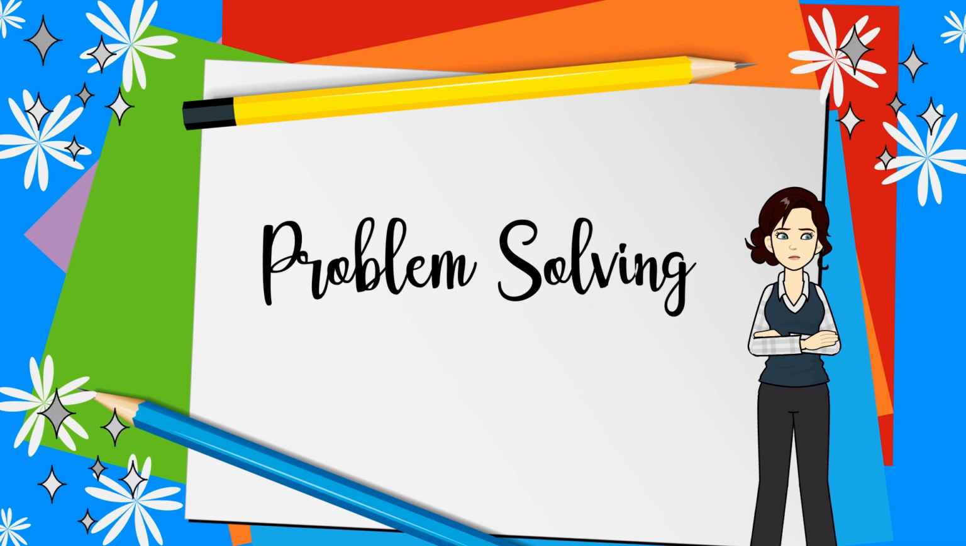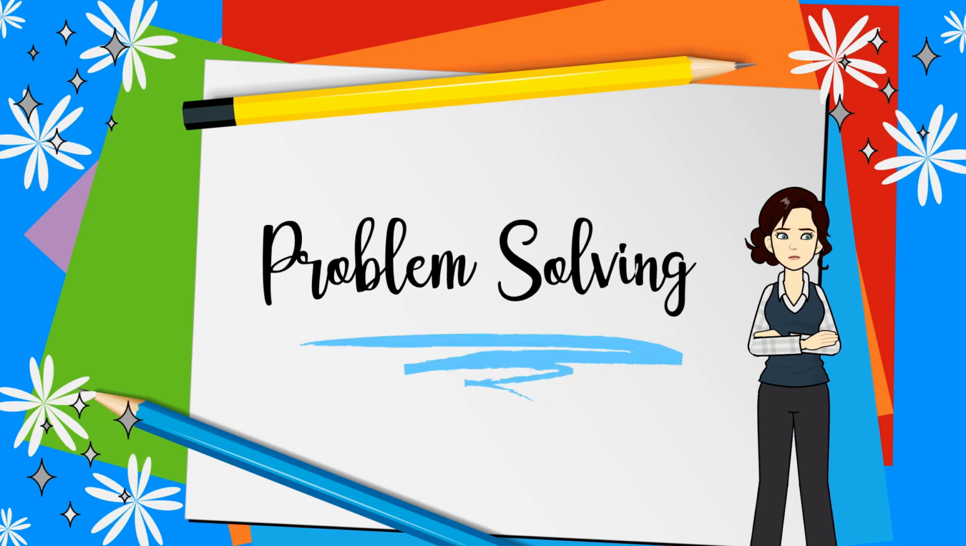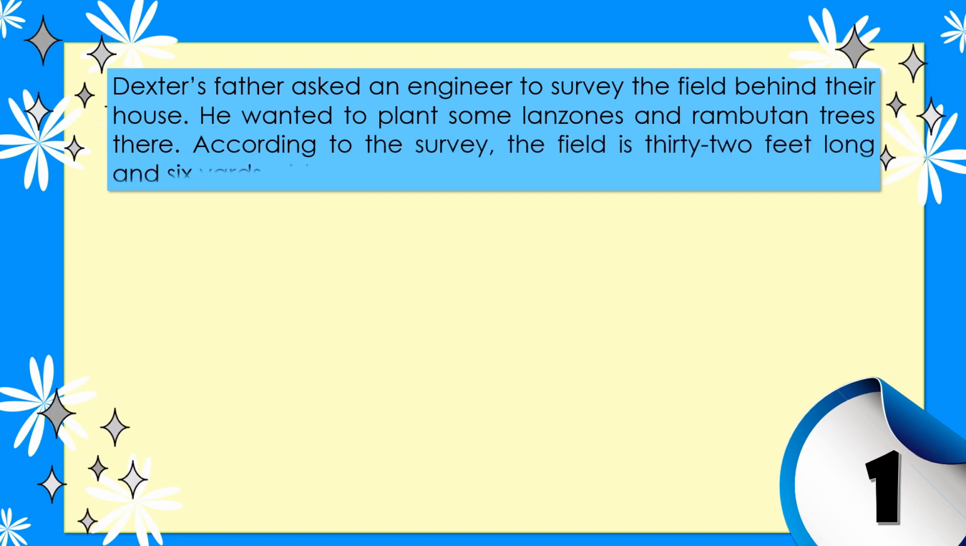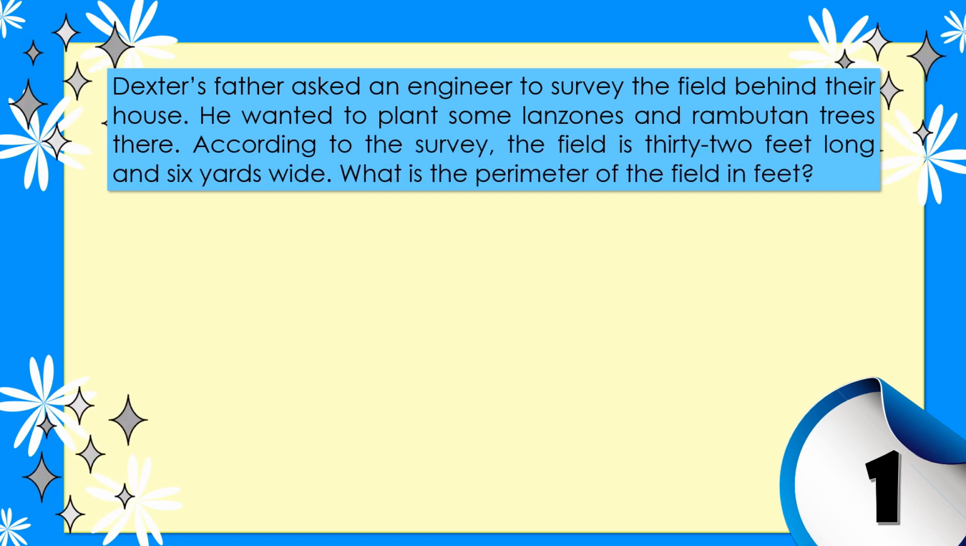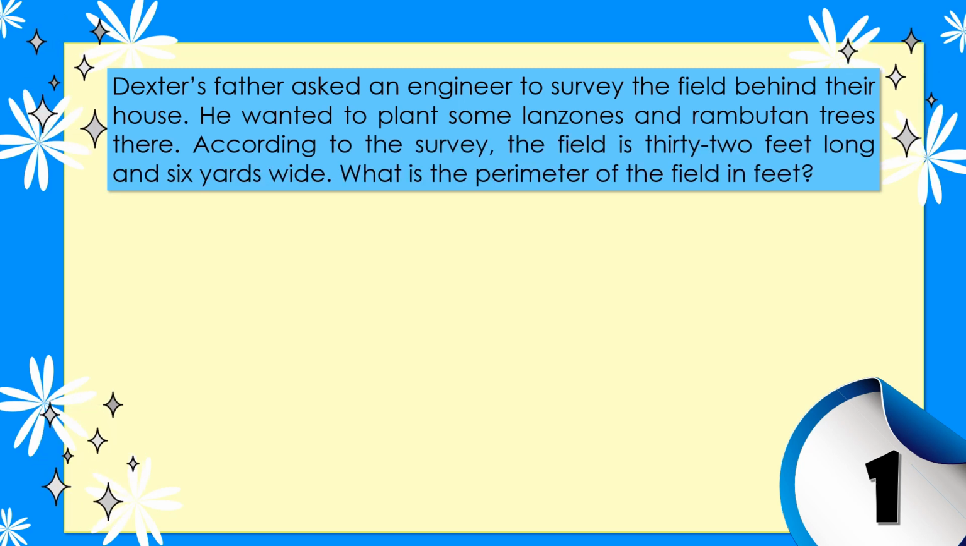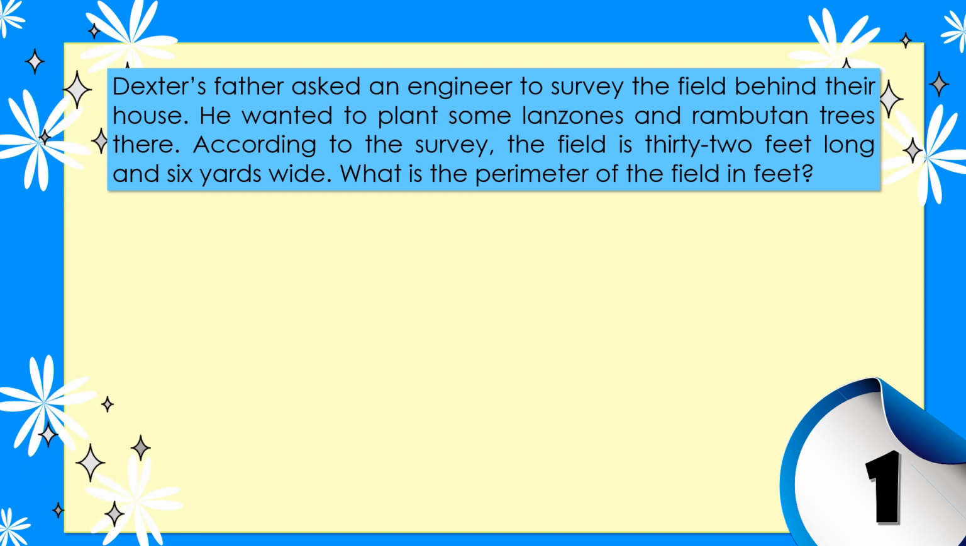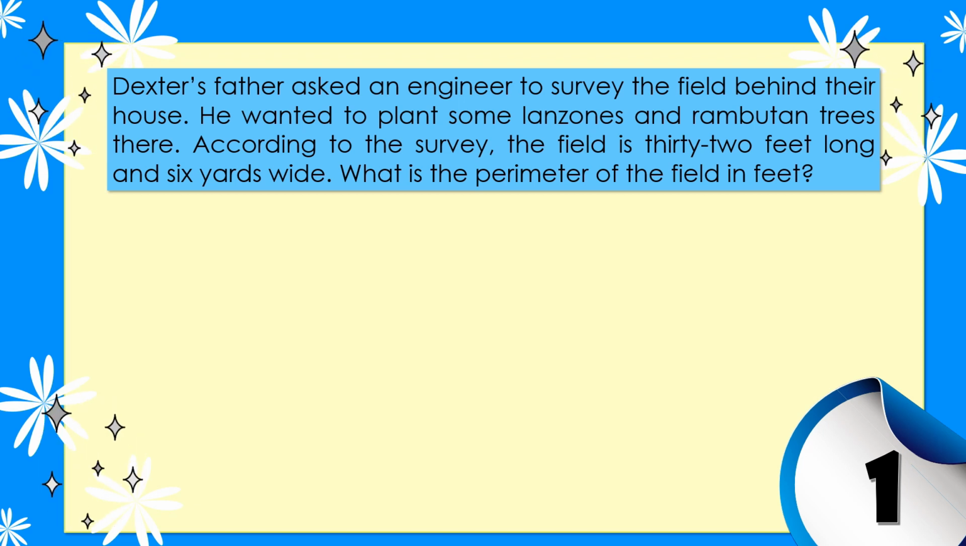It's time for problem solving. First problem. Dexter's father asked an engineer to survey the field behind their house. He wanted to plant some lanzones and rambutan trees there. According to the survey, the field is 32 feet long and 6 yards wide. What is the perimeter of the field in feet?